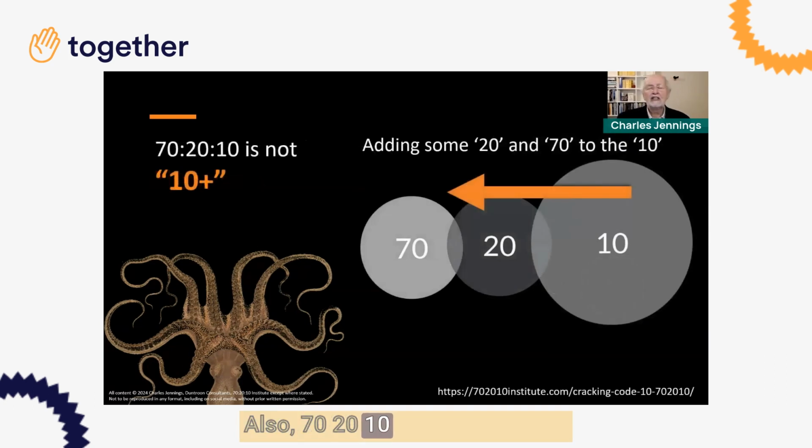Also, 70-20-10 isn't what we call 10 plus, which is just adding some collaborative learning, some social learning, maybe some networking, maybe some coaching, and some experiential work back in the workplace, to formal learning. Again, it's based around the 10, starting at the 10 and building out. That's what I'd call really good formal learning. I'll put a link down there to a paper by a colleague of mine at the 70-20-10 Institute, where you'll find quite a lot of things around this. So that's what it's not.